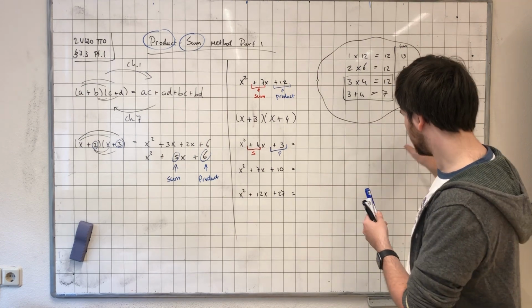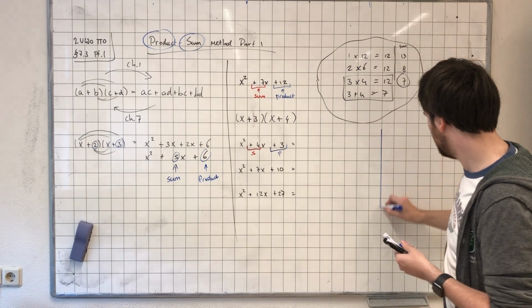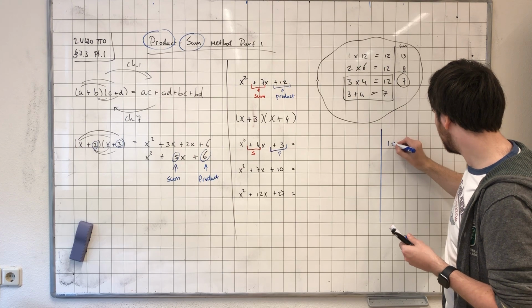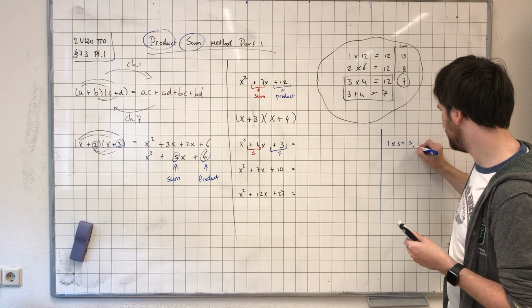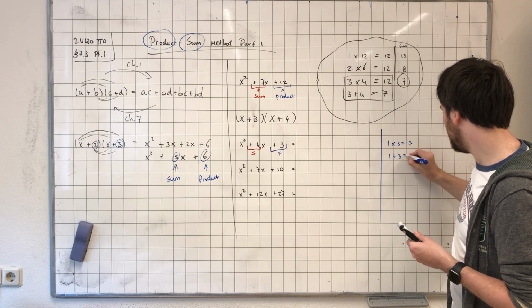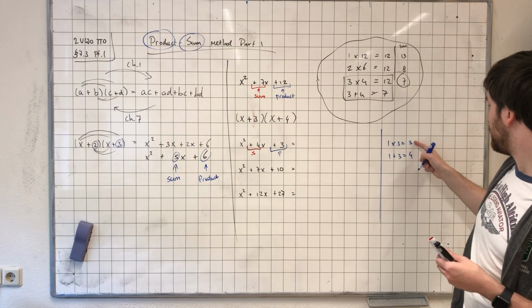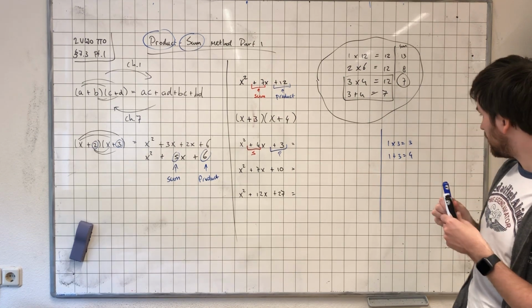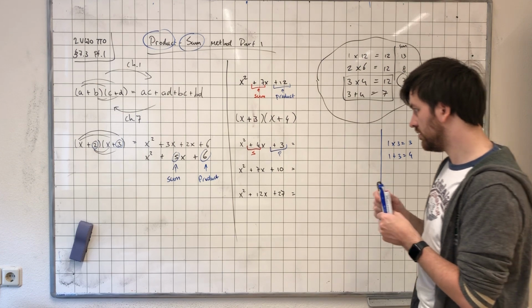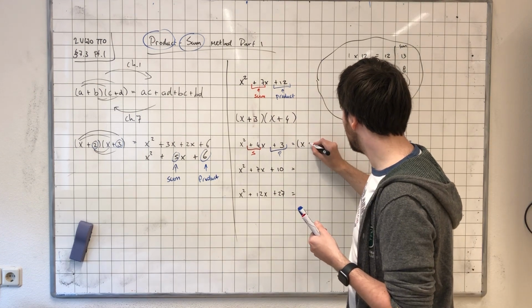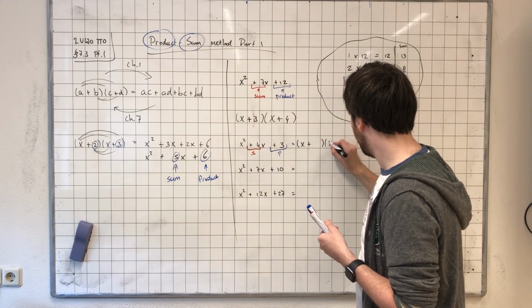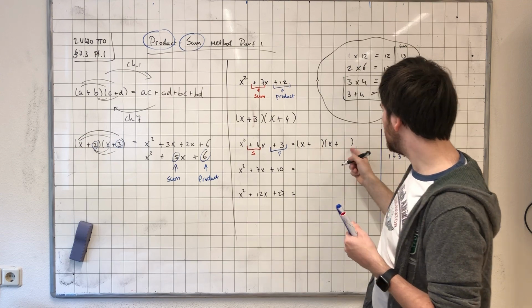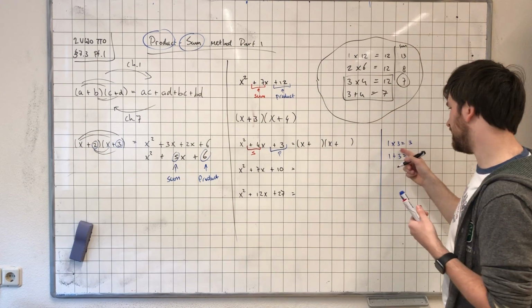So here's my draft. 1 times 3 is 3, and 1 plus 3 is 4. Our product and our sum. So those are the correct numbers, which means I'll start with brackets. Which 2 numbers do I fill in? 1 and 3.